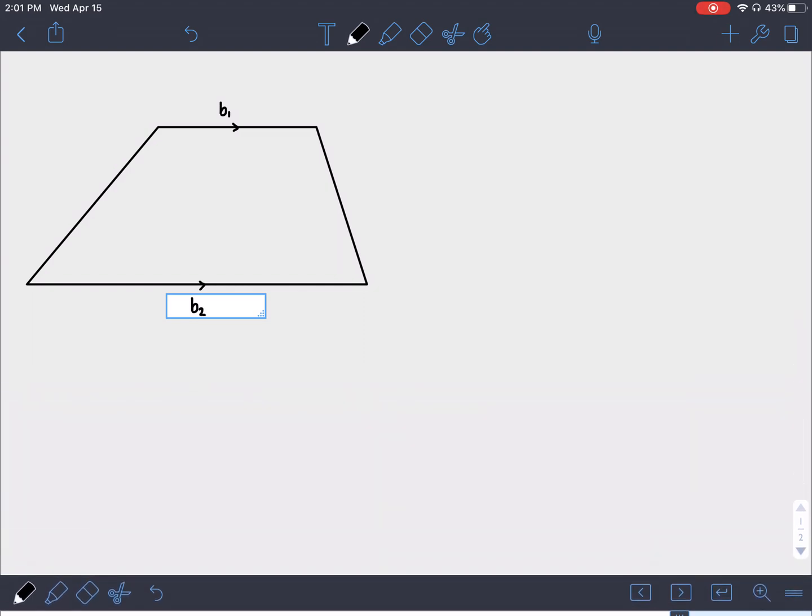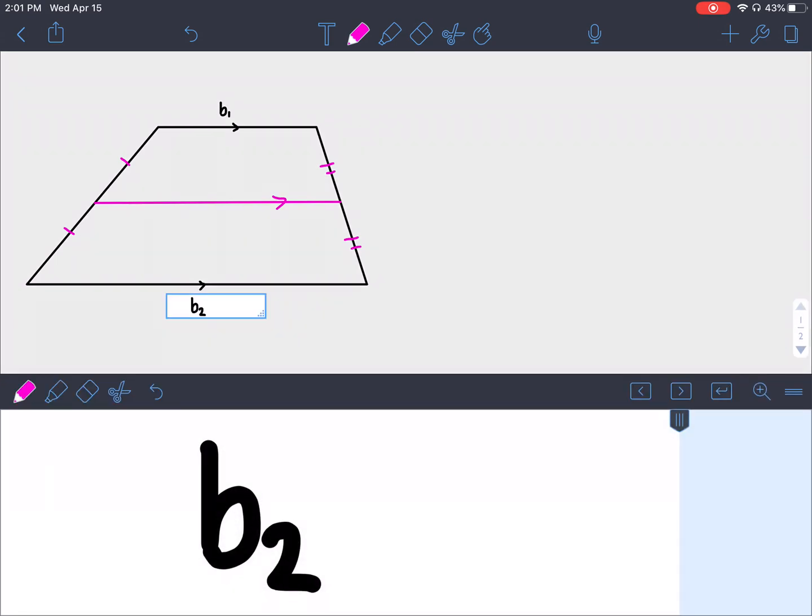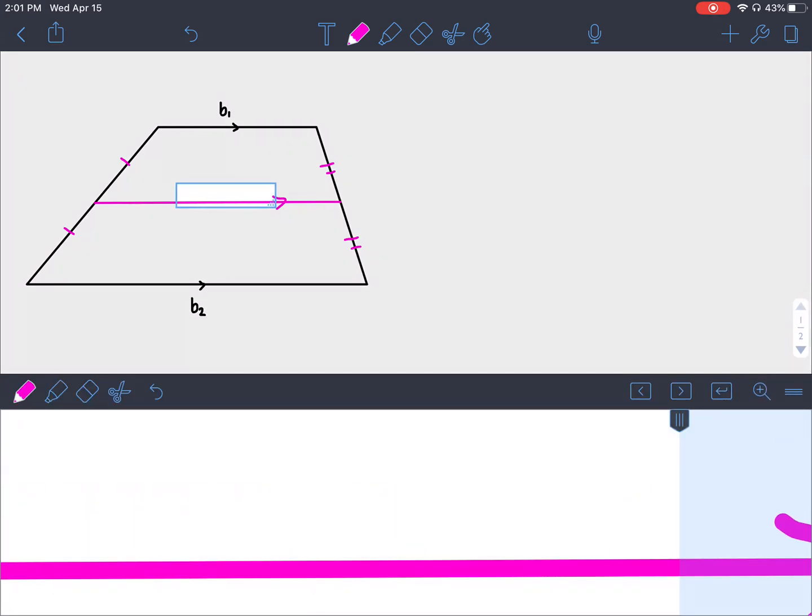So a median is that segment that connects the midpoints of the sides of a trapezoid. So I know it's not straight enough. I want to make sure that it's parallel. So I know that that's also going to be parallel. And I just split each side in half. And I'm going to call this guy the base median.